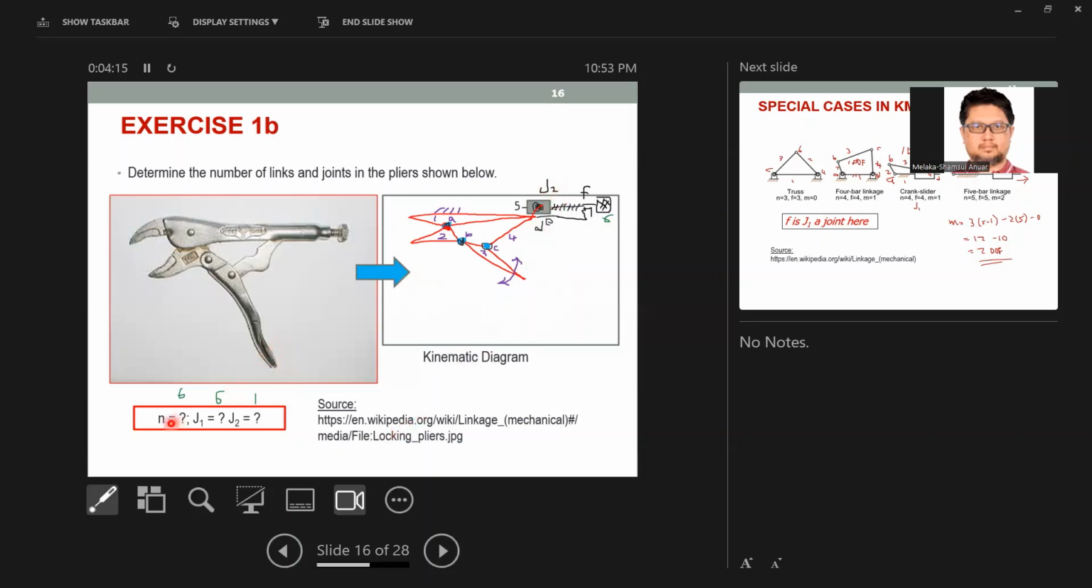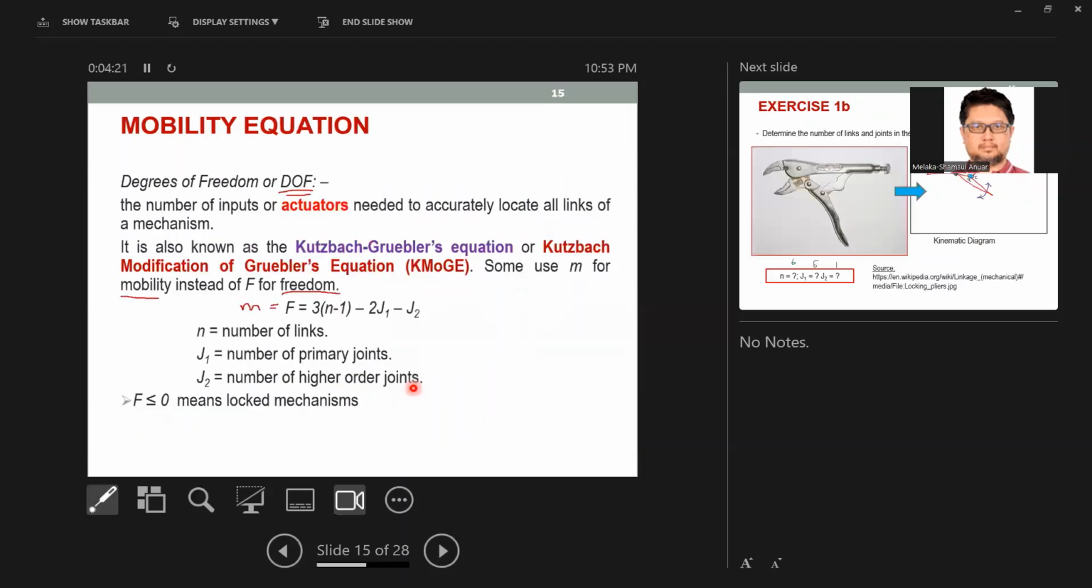Okay, so we got all those numbers, and if you plug it into the Kutzbach equation here, 3 times 6 minus 1, so 6 minus 1 is 5, so this term will be 15, minus 2 times J1, which is 6, so that will be 12, and this is 1, so this is a total of minus 13. So 15 minus 13, our F will be 2 degrees of freedom.